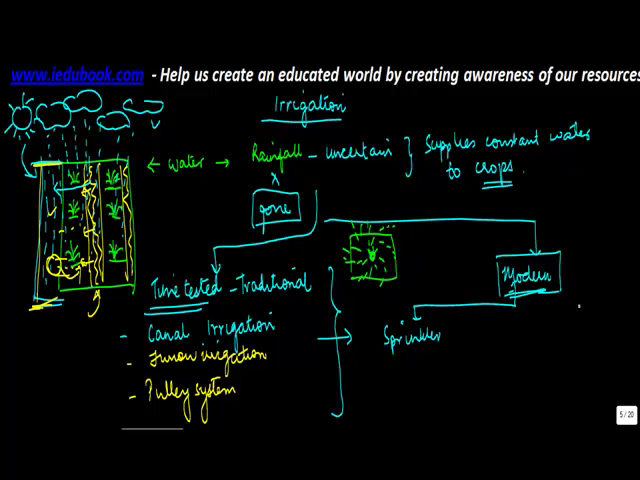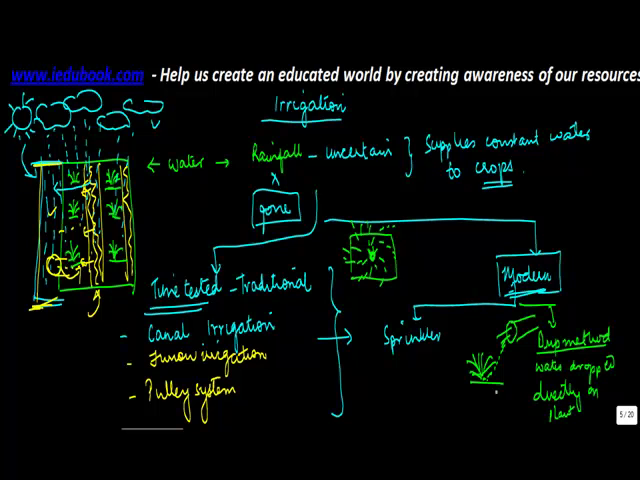Okay? And then there was another method, which is the drip method. So under the drip method, although it's a little cumbersome, there are drips being used. Drip is basically nothing but a pipe which will drop water directly to the base of the plant. Water dropped directly on the plant.